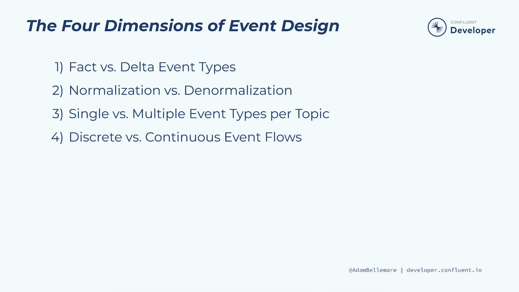The second dimension, normalization versus denormalization, pertains to choices around event relationships and the trade-offs between normalizing and denormalizing the event streams. The third dimension, single versus multiple event types per topic, focuses on the trade-offs between many topics with single event types and a single topic containing multiple event types. And finally, the fourth dimension is discrete versus continuous event flows, and it covers the relationship between events and their intended usage by consumers.